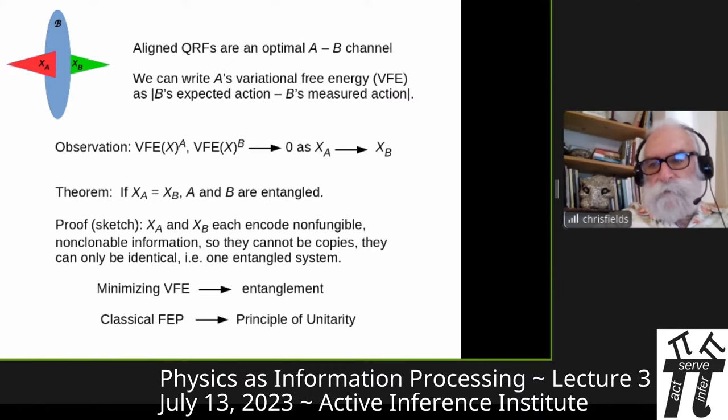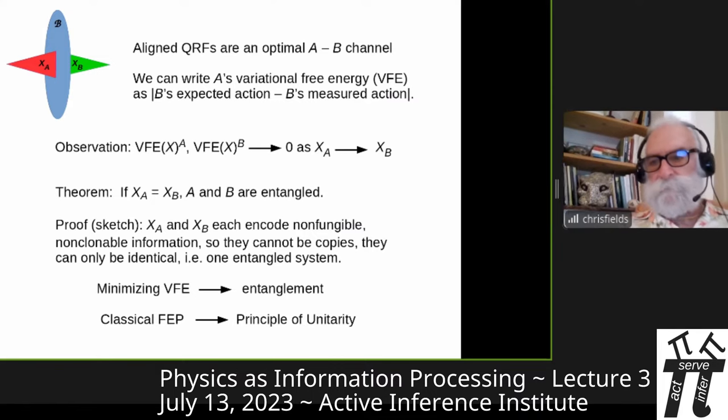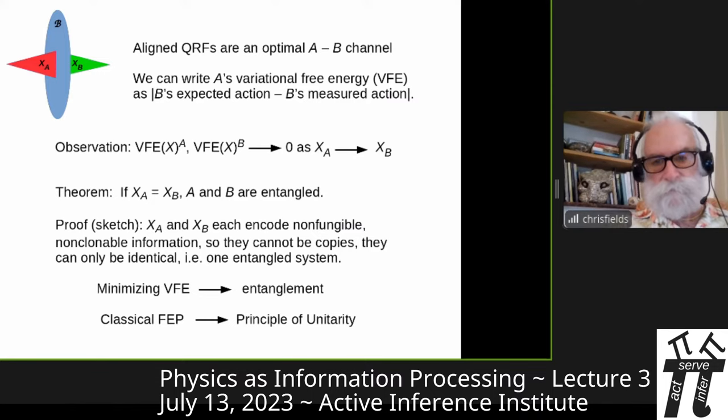So minimizing VFE for quantum systems is becoming entangled. So the classical free energy principle, which tells us to minimize VFE, actually drives quantum systems toward entanglement. And that's why it's a special case of the principle of unitarity, which just says that any isolated joint system is going to asymptotically approach entanglement. So this raises an obvious question, which is why all of us aren't entangled with our environments all the time, and entangled with each other.